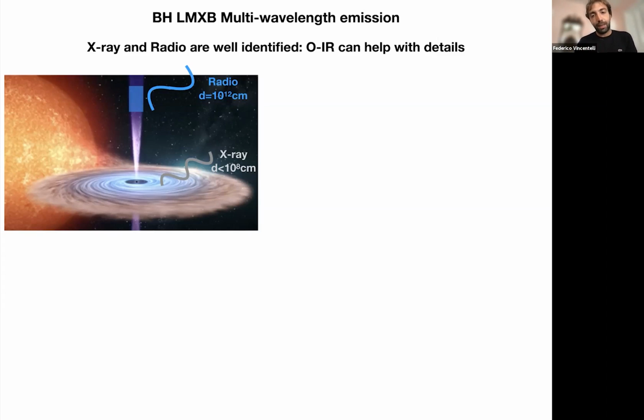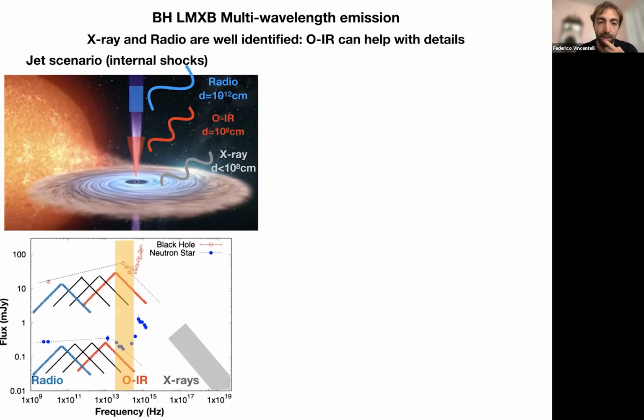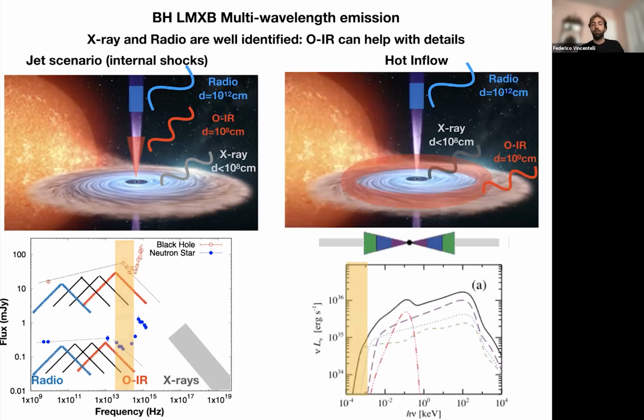Optical and infrared emission, and especially the variable emission, can give us information on these two components to try to understand the details, because there are in fact two main scenarios that can explain the optical and infrared emission. The more historical one explains the optical infrared emission as optically thin emission from the jet, but there are also models which manage to explain the optical infrared variable emission as synchrotron radiation from the external regions of the hot inflow.